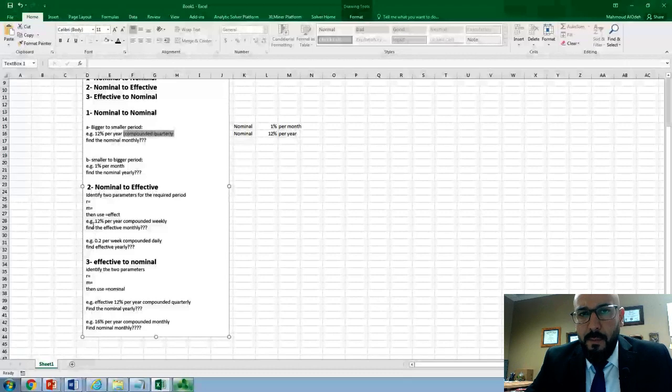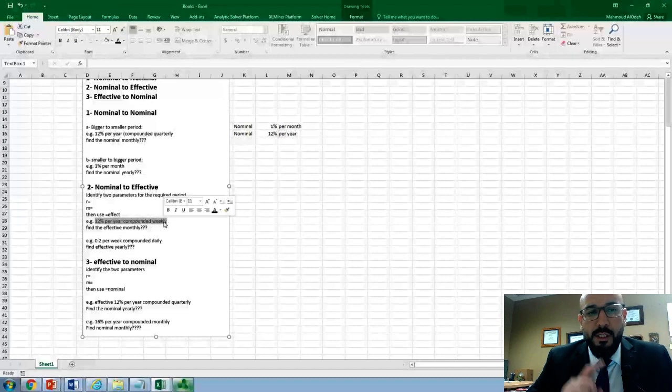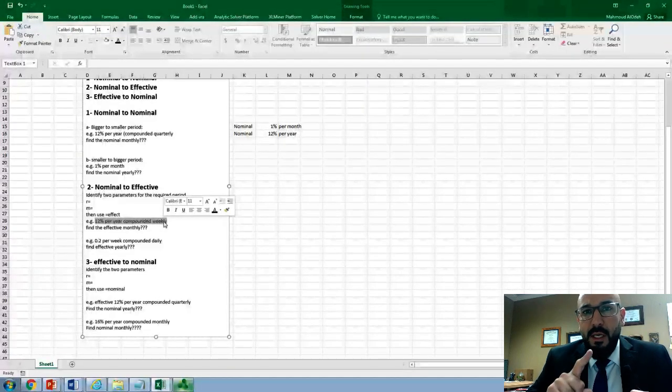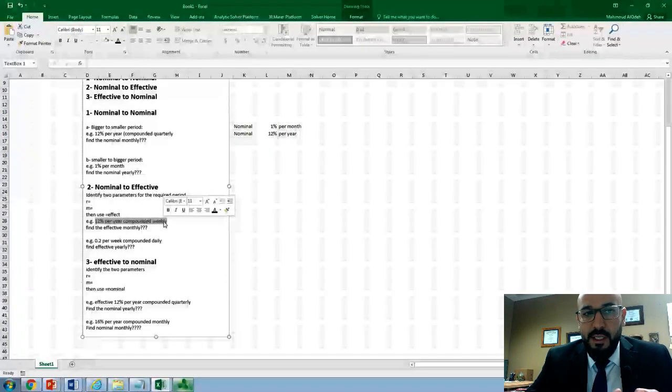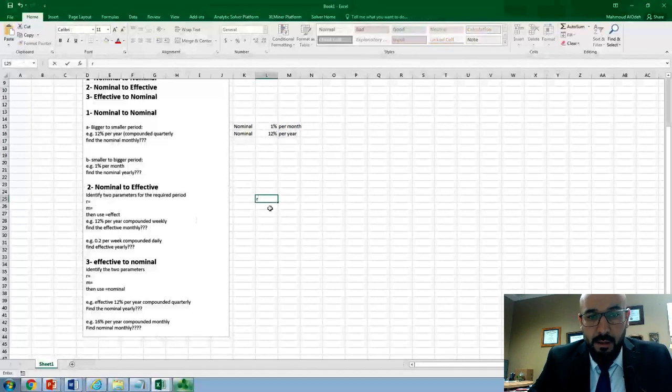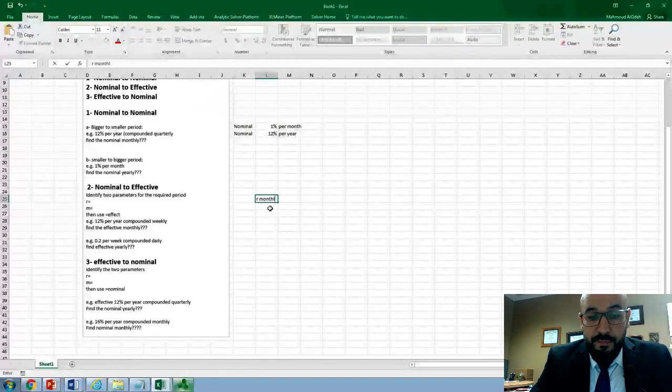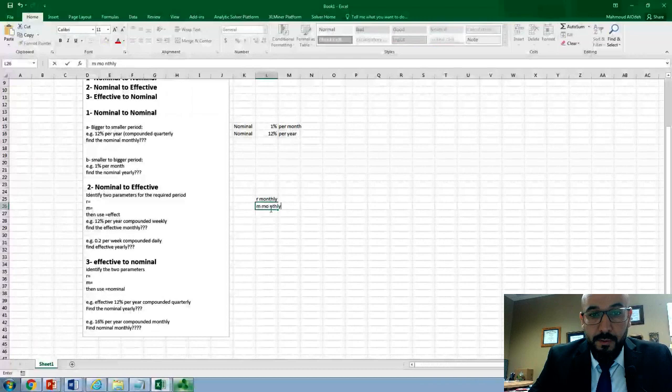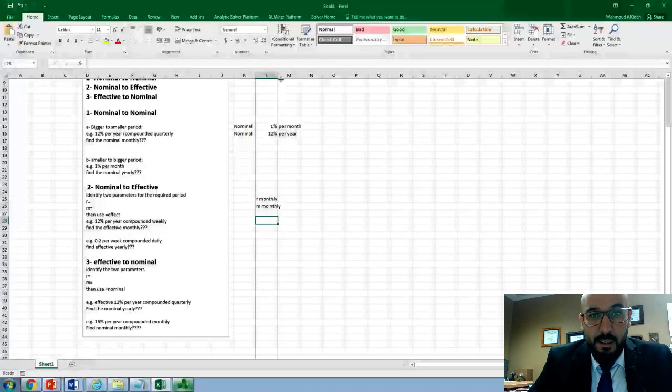Again, these examples are really important and will help you to understand. So for example, 12% per year compounded weekly. So number one, when you read the question, this is a nominal interest rate. What is the required effective monthly? So we need to find the effective monthly. So we need to find the R monthly and M also monthly.